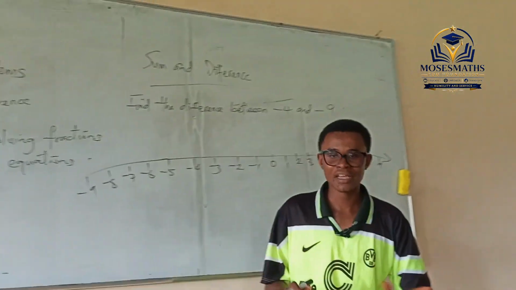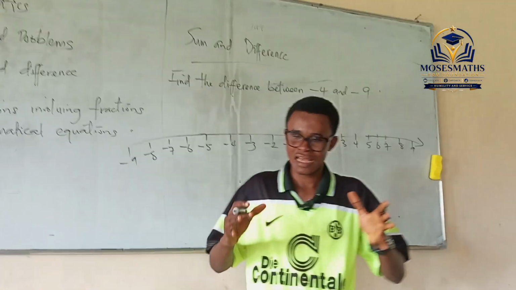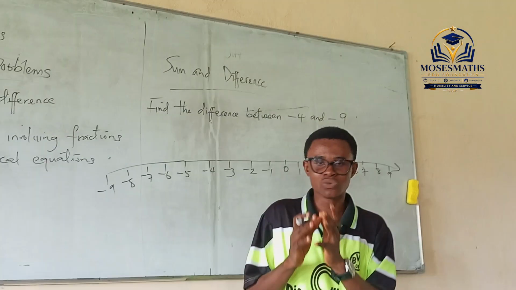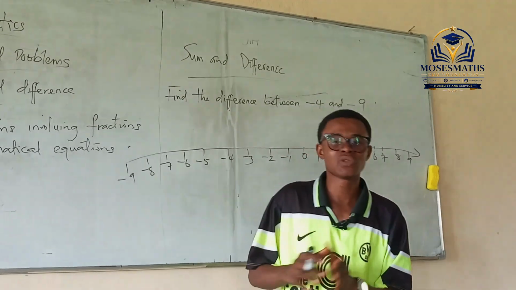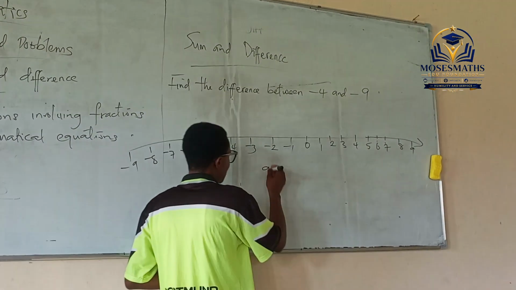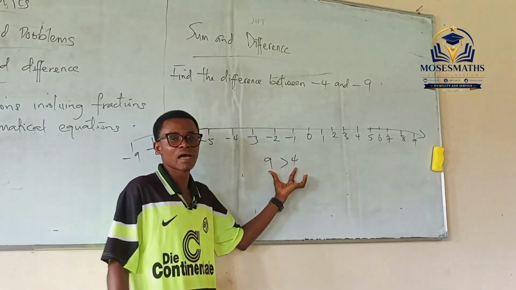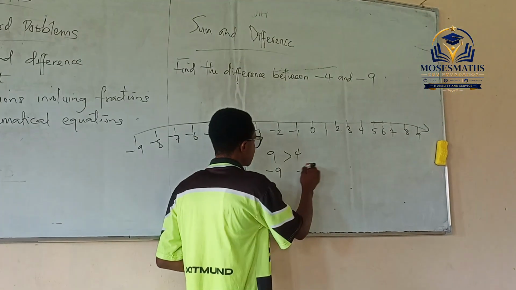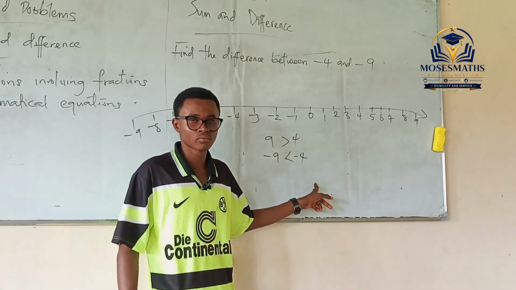But normally, 9 is greater than 4. But when both of them have a minus in front of them, the one that is smaller, when they don't have a minus sign, will not go bigger than the other one. What am I trying to say? 9 is greater than 4. But once both of them have a minus sign, everything changes. Minus 9 becomes less than minus 4.